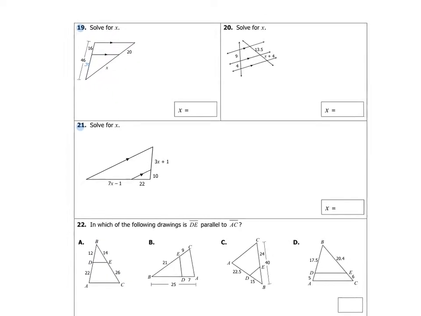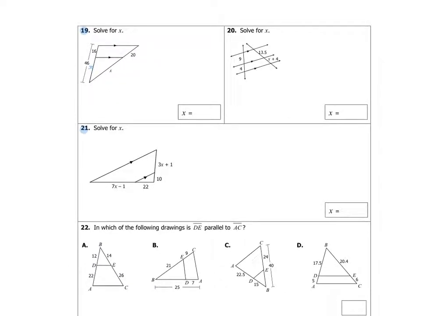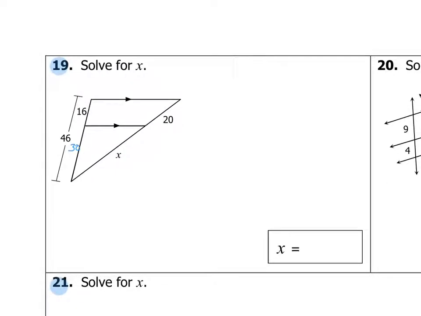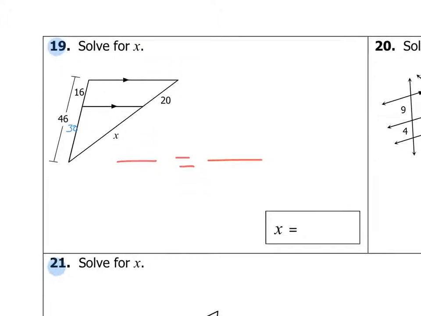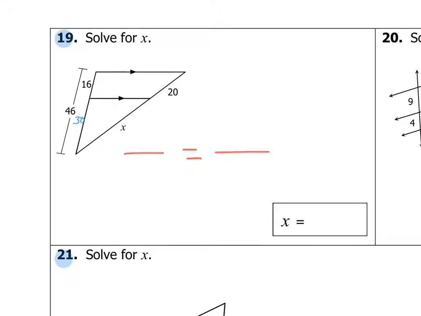Just a few more to go here. We're going to solve for x in number 19. So zoom in there a little bit. Remember, you're going to make a proportion. So this fraction is equal to that fraction. Just like we worked on in class, you got x and 20. 30, I subtracted these two to get 30 from here to here. So it's real basic, just like we did on the homework a whole bunch. And you're just solving for x too.